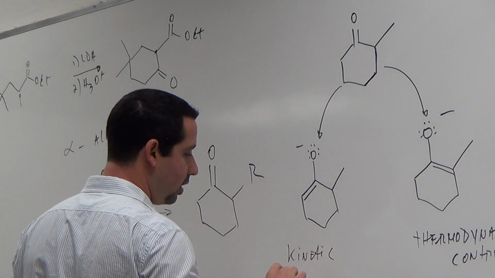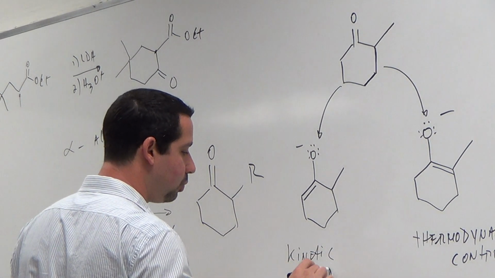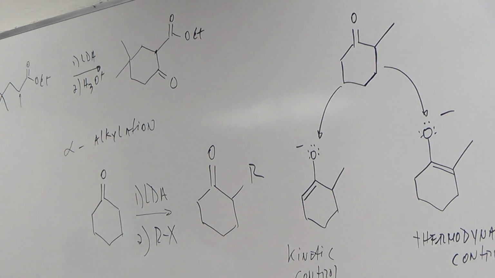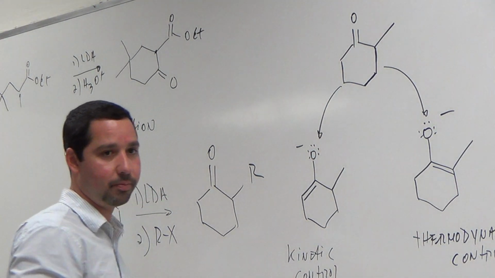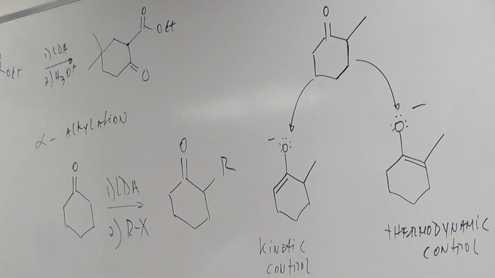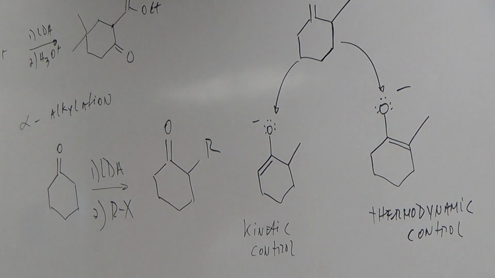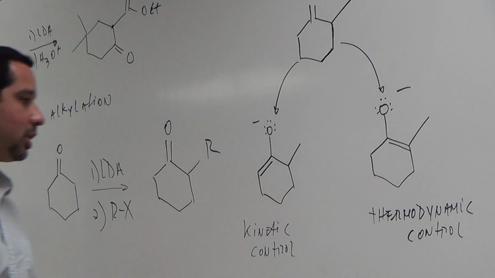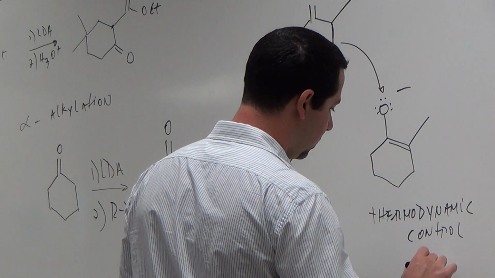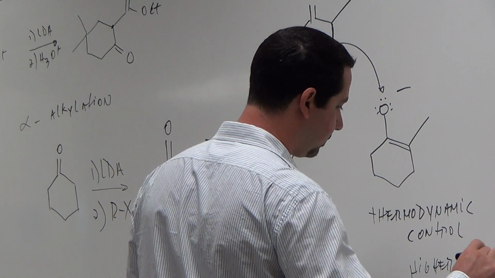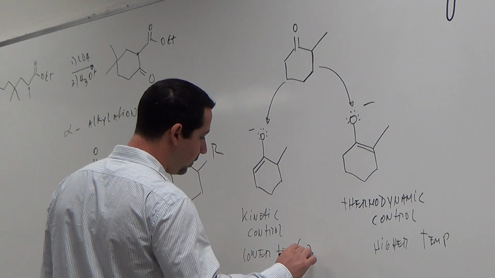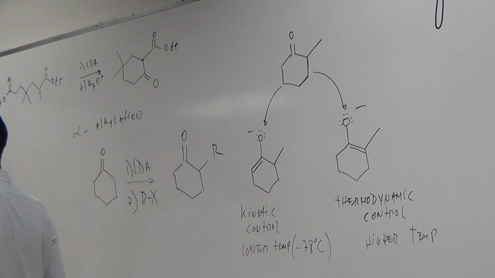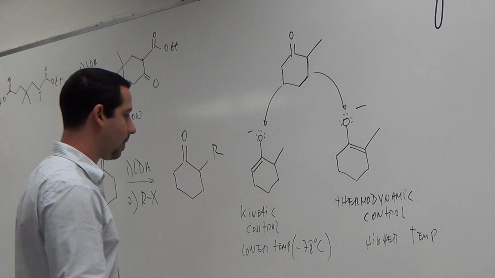And kinetic means it is fast. Thermodynamic means it is more stable. Okay? So the thermodynamic product is the one that is more stable. The kinetic product is the one that is faster. Now, thermodynamic product occurs at higher temperatures. So we're going to say thermodynamic product occurs at a higher temperature. This occurs at a lower temperature. Low temperature is minus 78 degrees Celsius in general. The reaction can be run in an acetone and dry ice bath. You don't need to know. Yes?